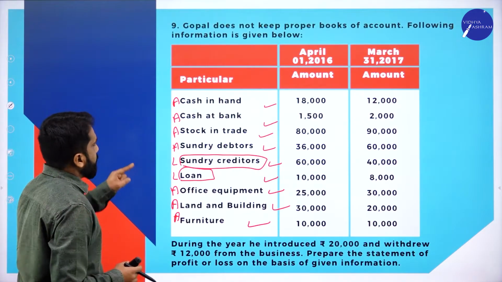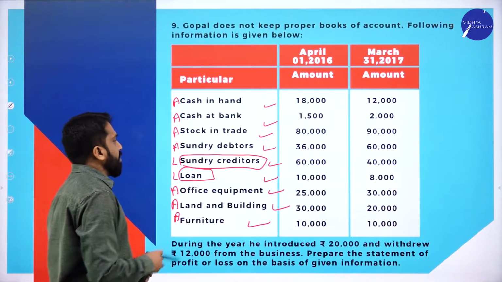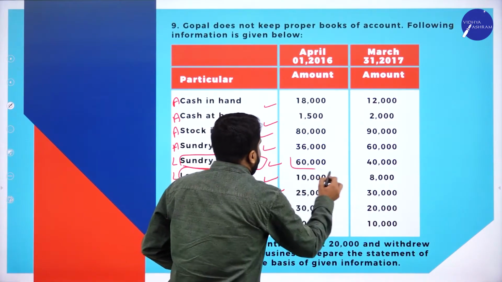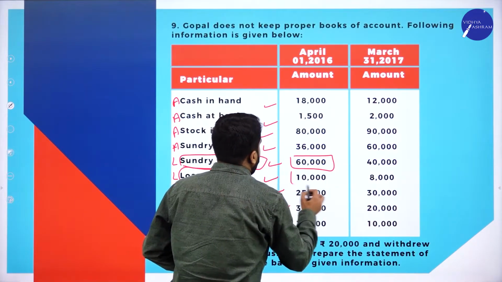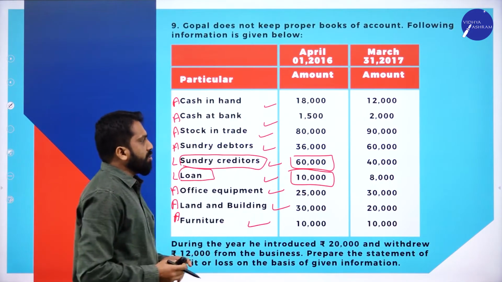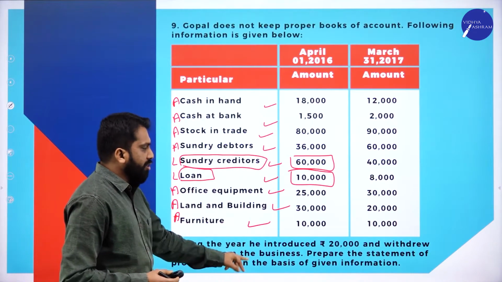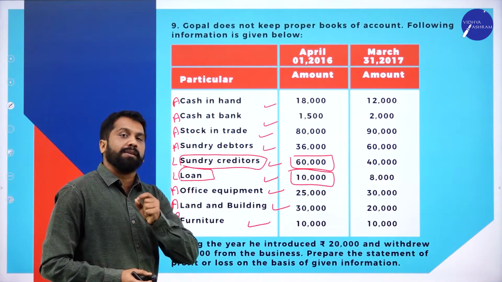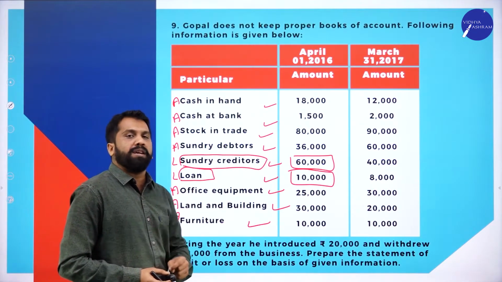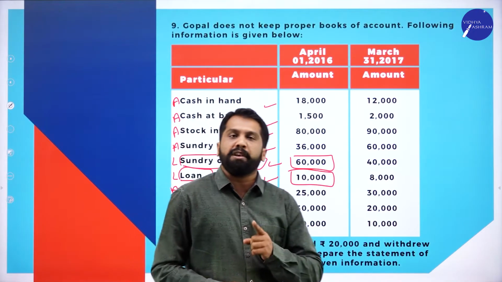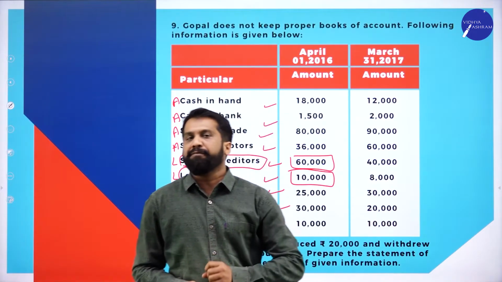Now, these are done. Creditors 60,000 and loans 10,000. Other than these two, everything will come under asset. These adjustments will be helpful for your P&L account. Before P&L, what will we prepare? We prepare the statement of affairs.